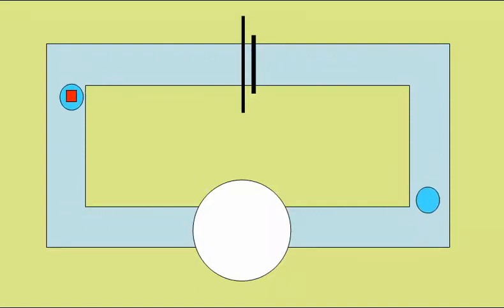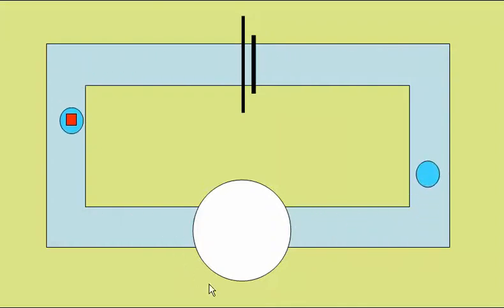Now current is the rate of flow of charge. So if we were to put an ammeter here, it would count the charges going past. If we put another ammeter here, it would count the same charges going past at the same rate, and therefore the ammeter here would give the same reading as an ammeter here.